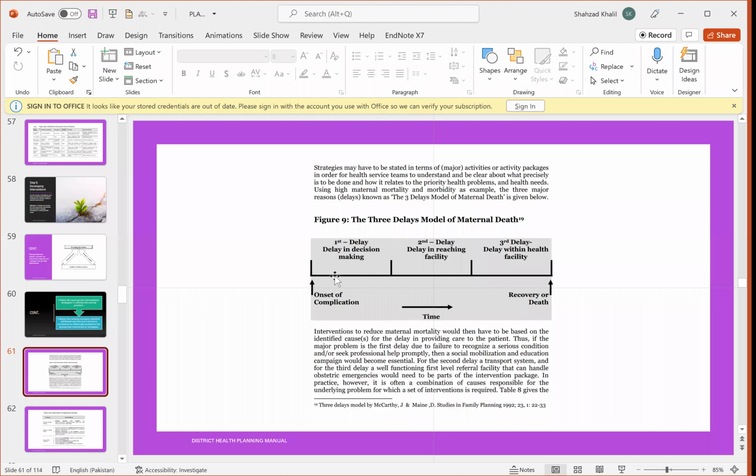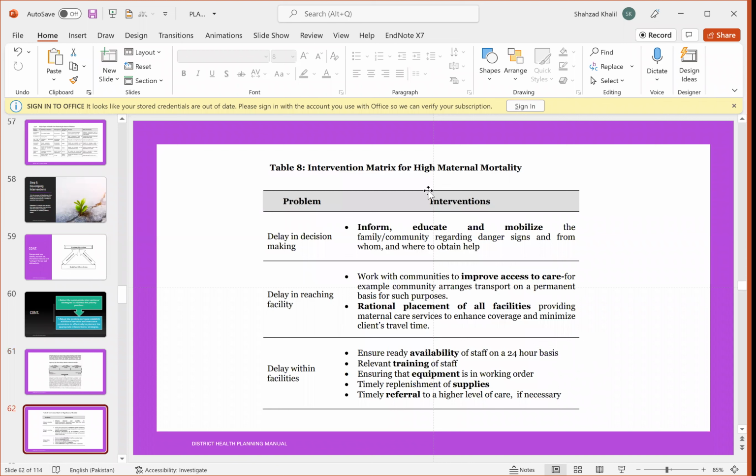If we see the three-delay model of maternal mortality, which is: first, delay in decision making; second, delay in reaching the facility; and third, delay in receiving care at the health facility. It is the time from the onset of the complication to the discovery of the death. You can see the intervention matrix for high maternal death.